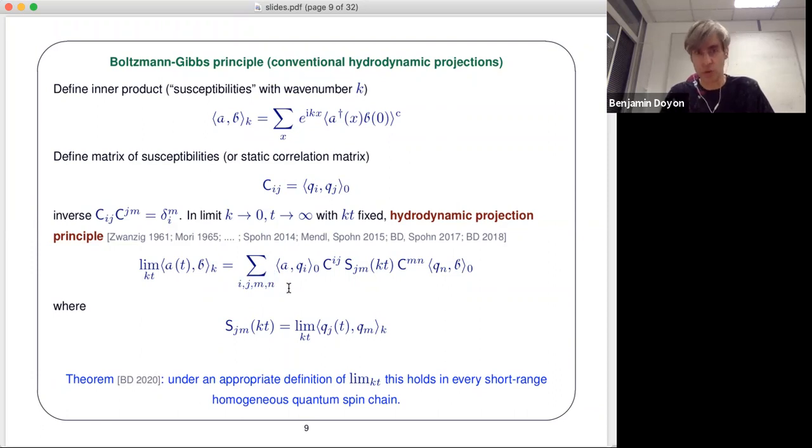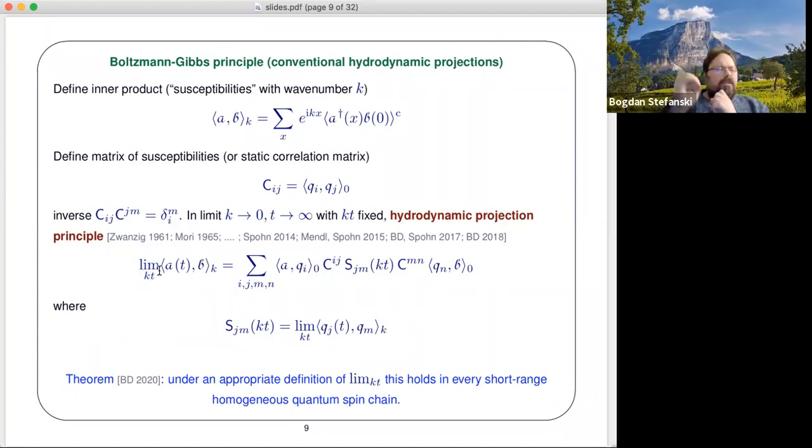The indices are just all the conserved charges available in your model, integrable or not. Okay? And this is kind of an inner product. It's like a projection. So A projected over Qi, you take the inverse matrix there to have the right normalization, and then you put this two-point function of conserved density in the middle. Right? So this is supposed to be an exact formula. In fact, it can be proven rigorously in quantum spin chains in 1D, where you define the limit in an appropriate fashion.